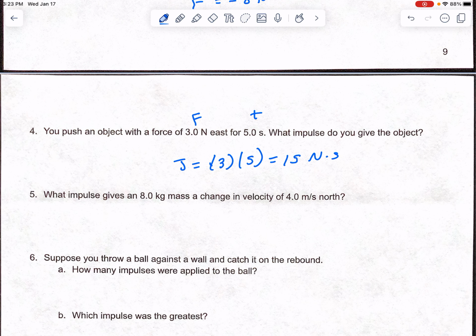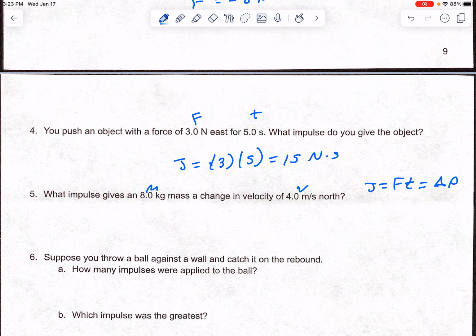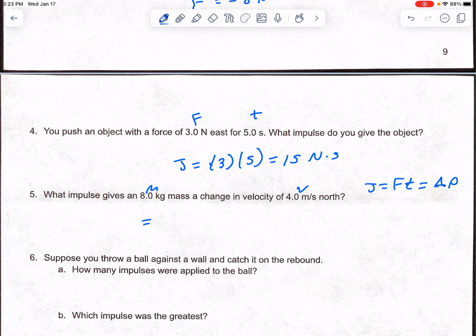Number 5, what impulse gives an 8 kilogram mass a change in velocity of 4 meters per second north? What I'm seeing with this is we have a mass and we have velocity, and people are like, well, J is impulse, and J equals F times t. So how do I solve for this? Remember, J also equals the change in momentum, Δp. So I can find it just by using the momentum equation. So impulse is mass times change in velocity, or mass 8 times velocity, which is 4.